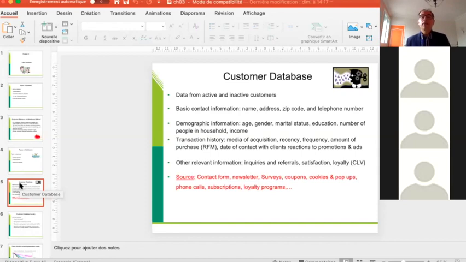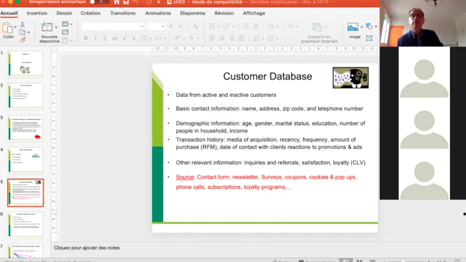The second type of information is demographic information. The age: you should not record the age because it's a dynamic variable, you should record the birth date, because with the birth date, you can always calculate the real age. You should record the gender, marital status, the education, so which type of diploma the person holds, the number of people in the household, the children, again with the birthday, the personal income of the household. This information is traditional segmentation variables.